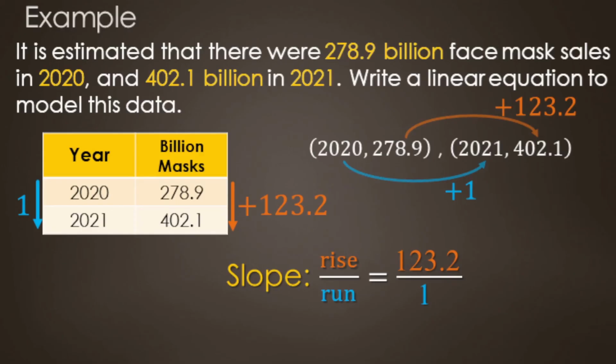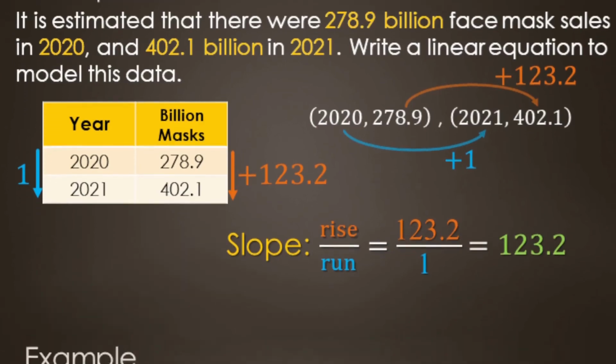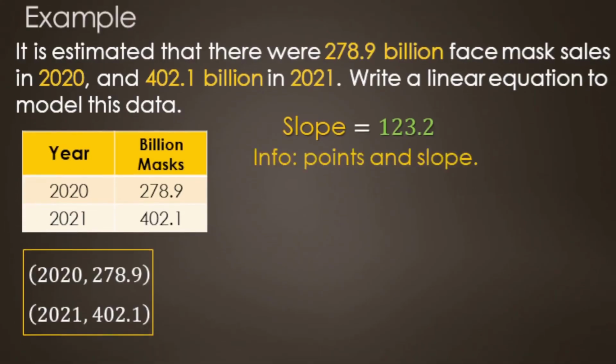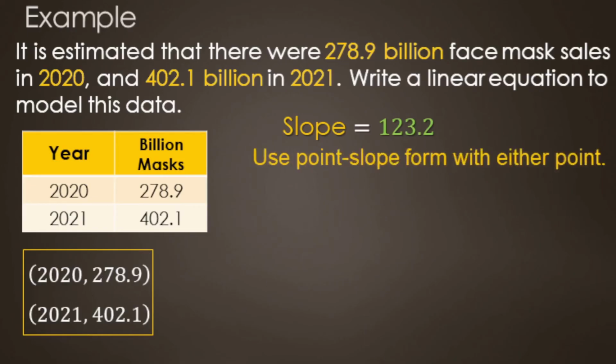Now, we normally don't like seeing the 1 in the denominator, so we're just going to write it without the 1. And do remember, we don't really like decimals in our fractions either. So now that we know the slope, now we look at the other information we have. We do not have the initial amount or year 0 or the y-intercept. What we do is we have some coordinate points and we have the slope, so we're going to use point slope form. And we can use either piece of information there, the 2020 or the 2021 version there.